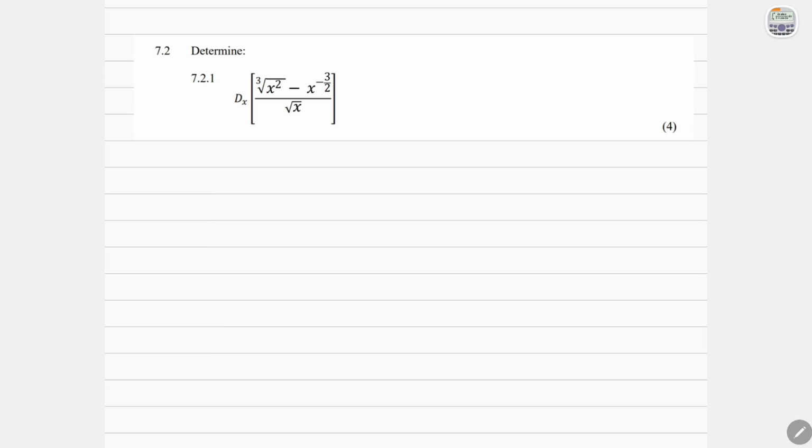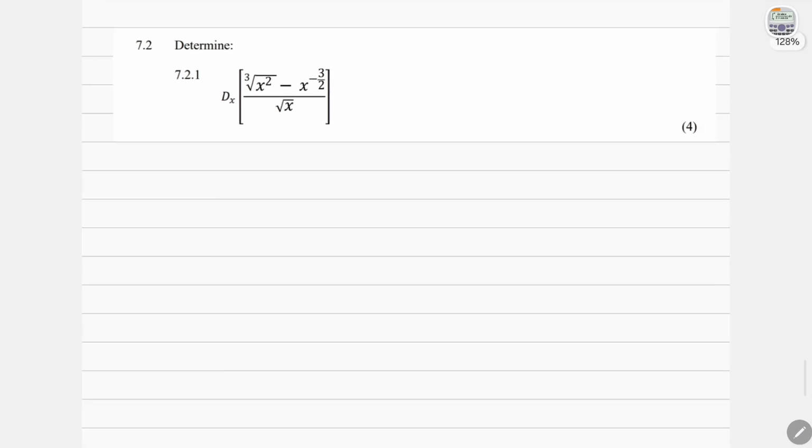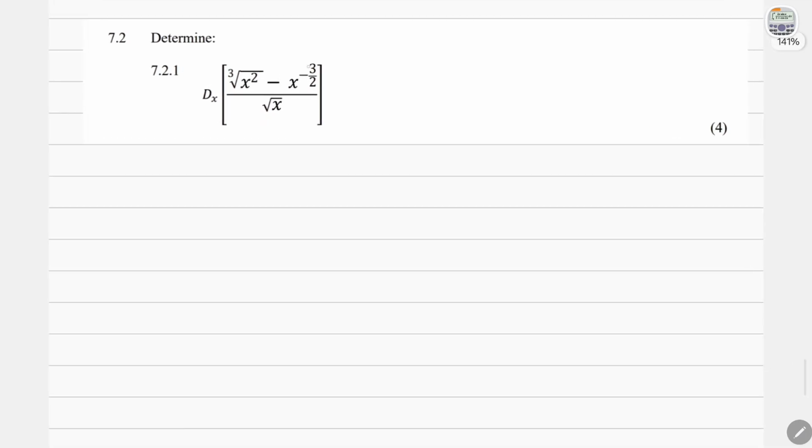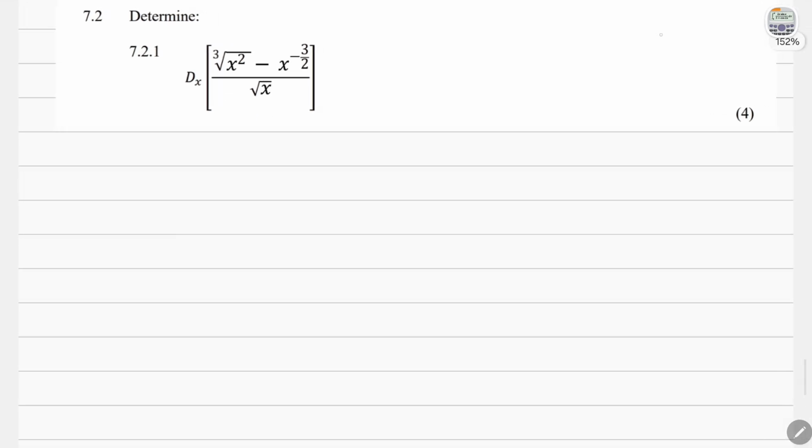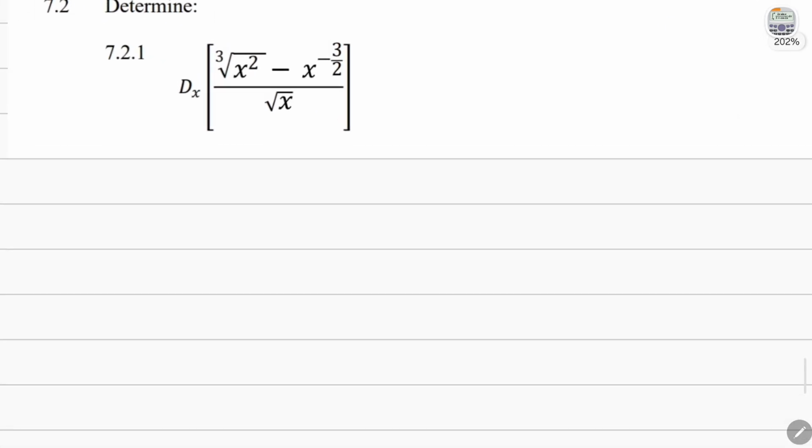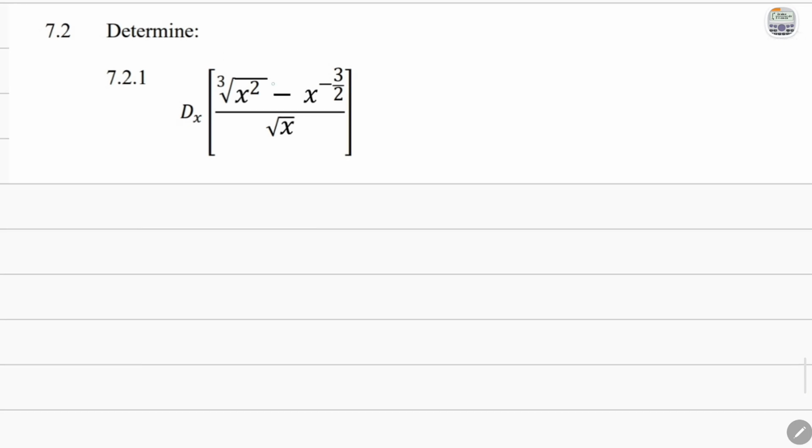Question 7.2, 7.2.1, we have to derive the following expression. So how do we derive this function? Well, there's a lot of things that are wrong with it right now. First, we can see that we still have surds, okay? The surds include x. So they need to be written like the way this one is written, okay? So to the power of a rational exponent. And so we're going to do that there.